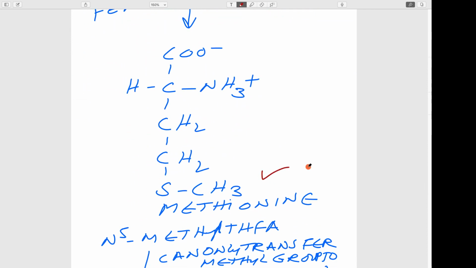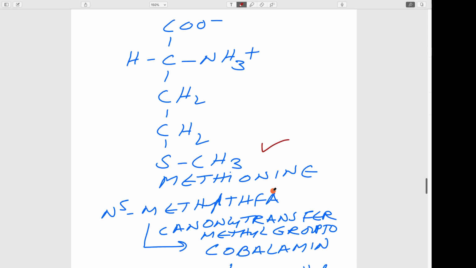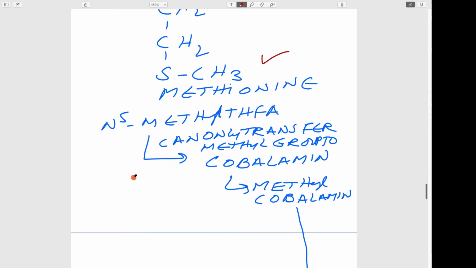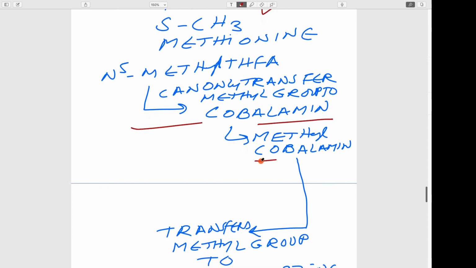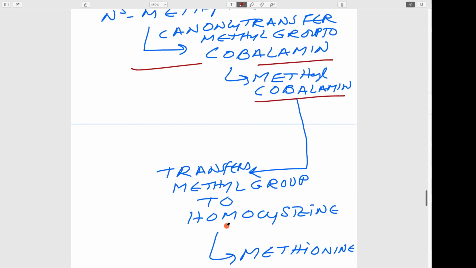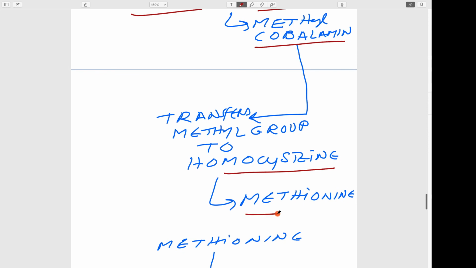Here, as I said, N5-methyl THFA formation is an irreversible reaction. It can only transfer the methyl group to homocysteine in the presence of B12. That is the reason in B12 deficiency, folic acid deficiency will also be there, because folate is not available. It is trapped in the form of methyl folate. N5-methyl THFA can only transfer the methyl group to cobalamin, leading to methyl cobalamin, which transfers the methyl group to homocysteine, leading to formation of methionine.